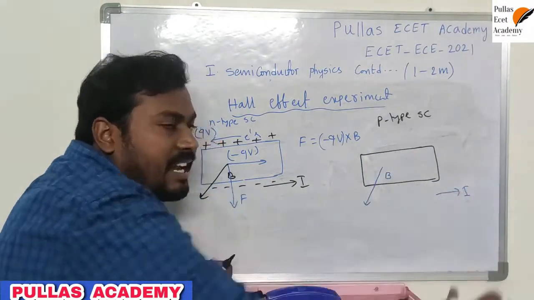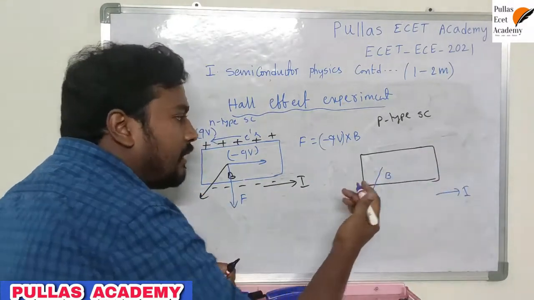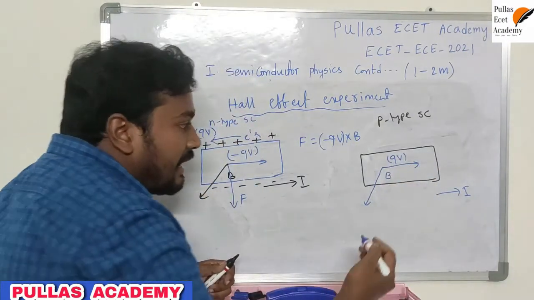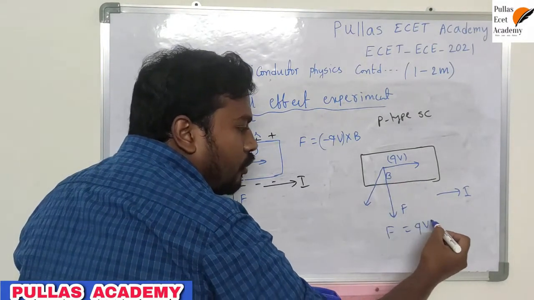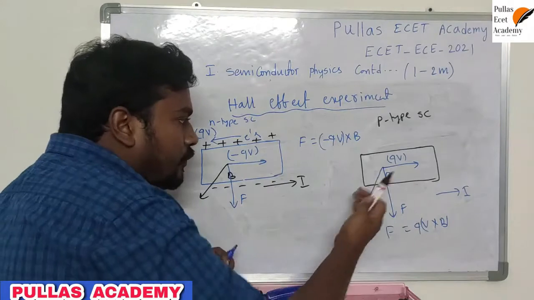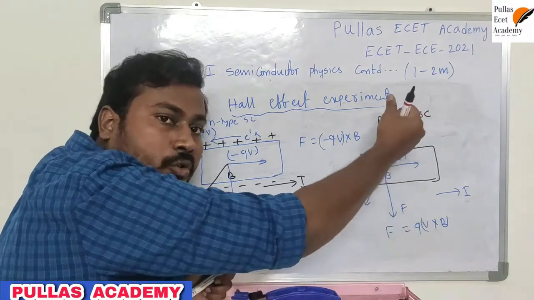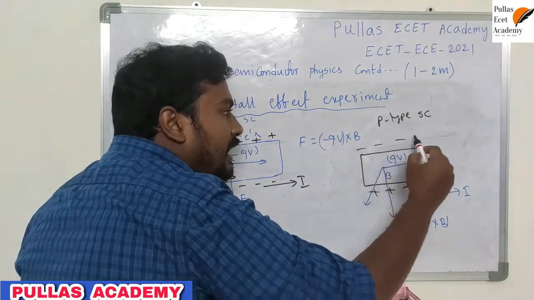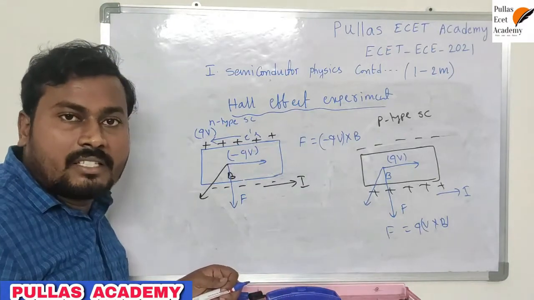If there is a current I in this direction, how are the holes moving? In the same direction along with the current I. So what is the direction of charge flow? QV. And again, there is an induced force acting downwards. This time it is QV cross B. Now this induced force is pulling the holes. In a p-type semiconductor, the majority carriers are holes. These holes are pulled downwards due to this induced force, so the lower surface is getting positively charged and the upper surface is getting negatively charged.